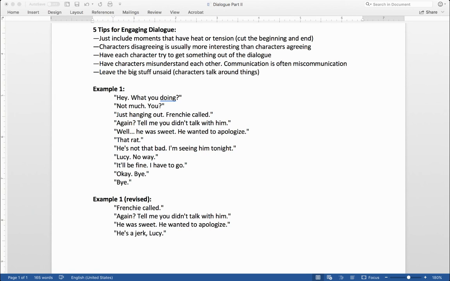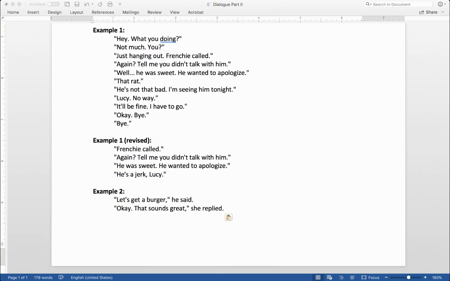And then we can just stop there and move on to the next scene. Generally, it's good to always end the dialogue on a note of tension. I can imagine this last line haunting Lucy later, as she remembers what her friend said about Frenchie and wonders if she was right. All right, let's take a look at another example.